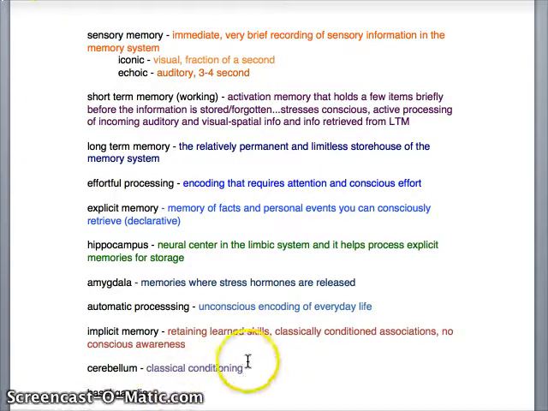For implicit memories connected to classical conditioning, those are stored in the cerebellum. And for implicit memories connected to motor skills, those are stored in the basal ganglia. So these are all of the definitions that you need to know connected to the various types of memory and where they are stored.